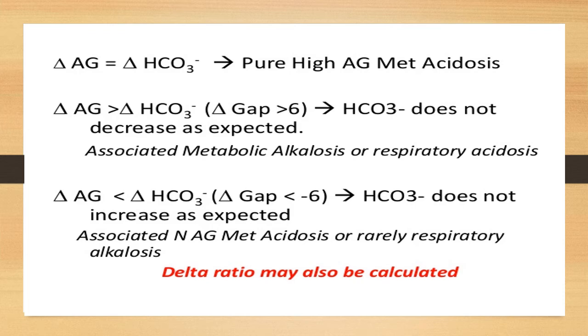If the anion gap change is greater than the bicarbonate change, that is a gap greater than 6, bicarbonate does not decrease as expected, which is associated with metabolic alkalosis or respiratory acidosis. If the anion gap change is less than the bicarbonate change, a gap less than minus 6, bicarbonate does not increase as expected, which is associated with a non-anion gap metabolic acidosis or rarely respiratory alkalosis. The delta ratio may also be calculated.